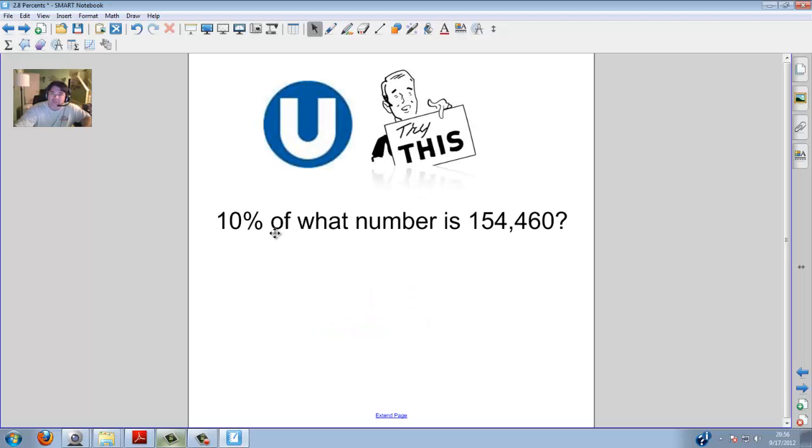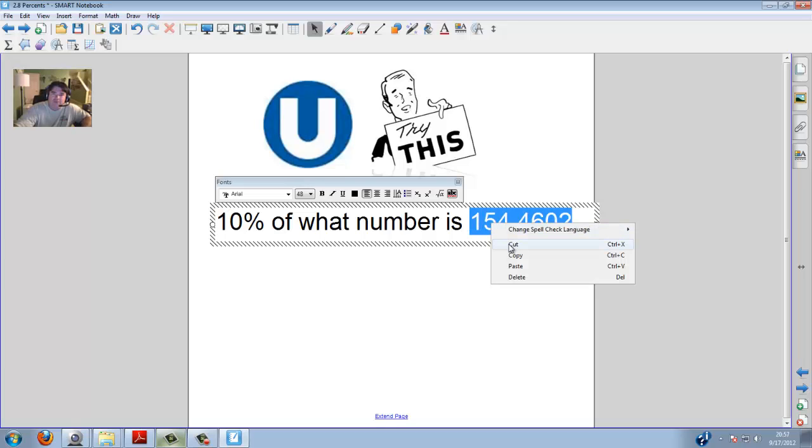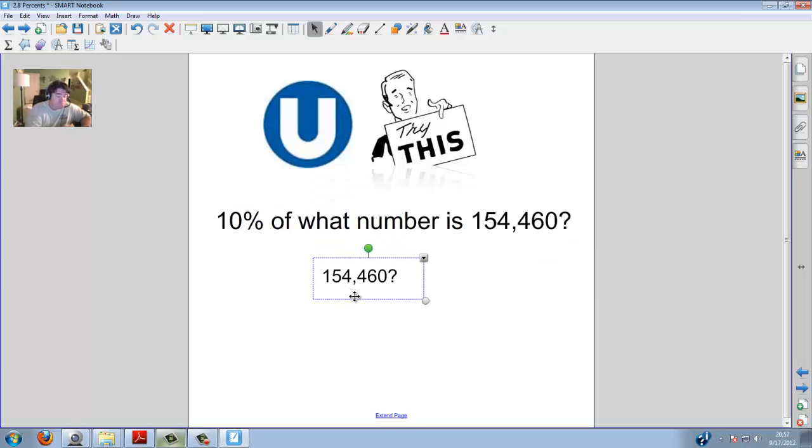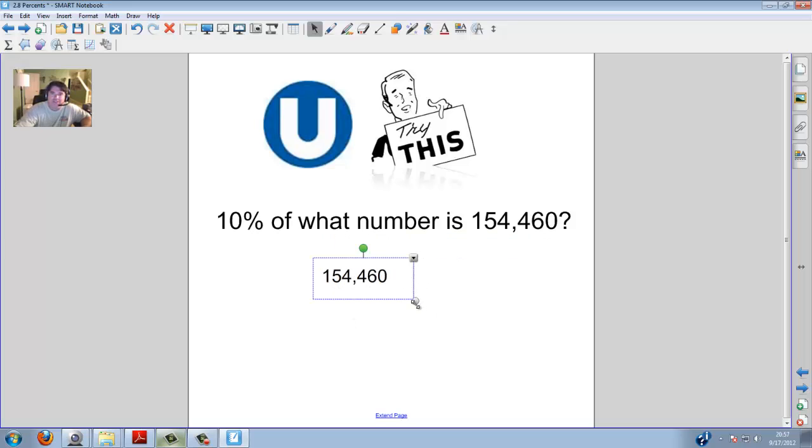You try this. 10% of what number is 154,460? You go ahead and try. Hopefully you pause, and here's your answer. I'll make your life easy. Just take this. Alright, so you have this here. 10%, you can just take the decimal and move it one place in. 10% is right there. You have to change this comma, but there you go.